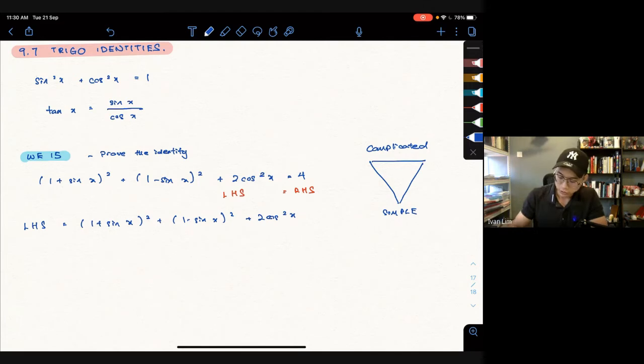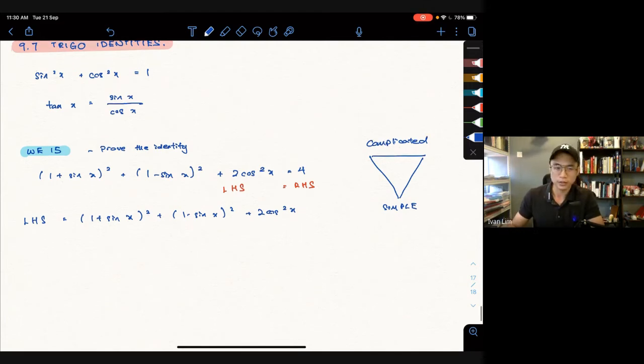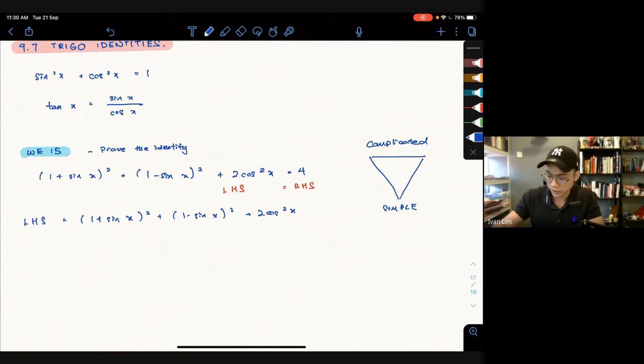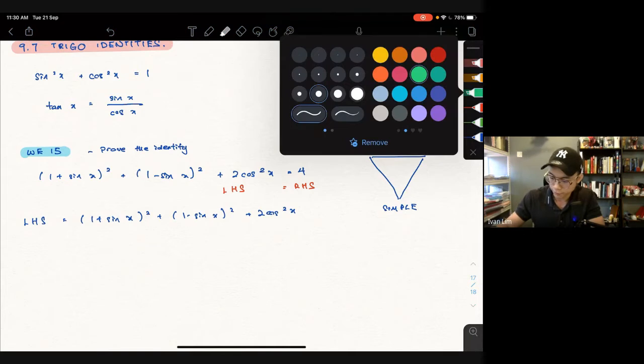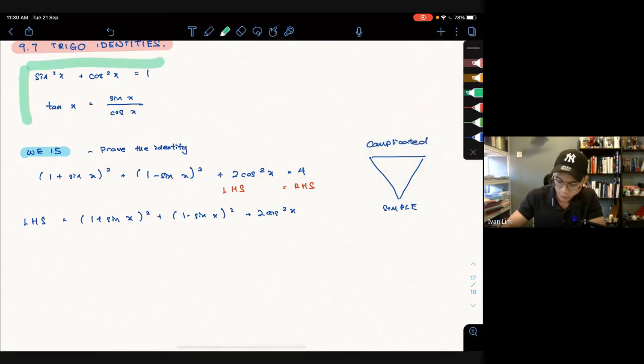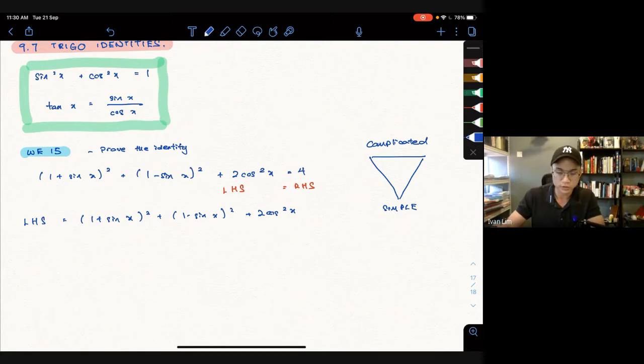Okay, so right now when you see this, you might not be able to see it yet. I also cannot see it yet. So you need to slowly expand it and then use this trigo identity that's above. What you have learned so far is sine square x plus cos square x equals to 1 and tangent x equals to sine x over cos x. Probably you will need to use that to simplify your equation. Okay, so you keep that in mind.